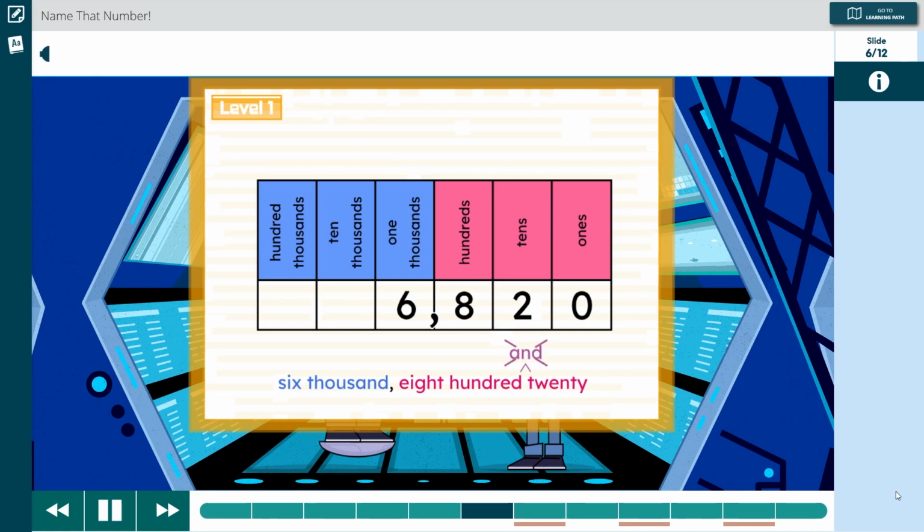6,820. Oops. Nice job remembering that we only say "and" when we are reading decimal numbers. This number is just 6,820.